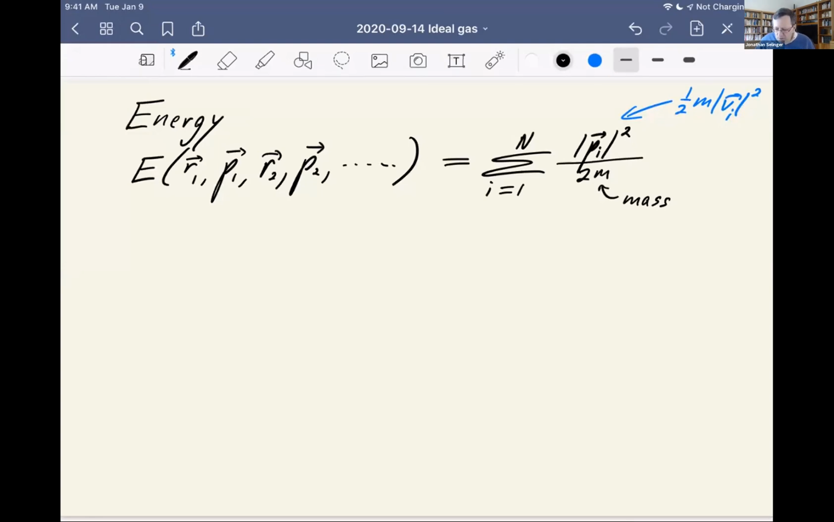So this is the energy, and with all the simplifying assumptions that I've made, this is now independent of the positions, independent of R1, R2, all those positions. So it only depends on the momenta.